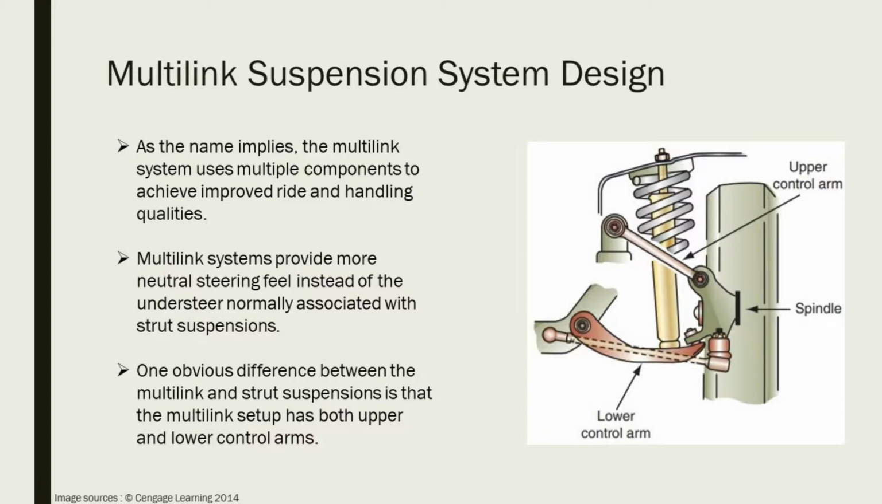Now the second suspension is the multi-link suspension design system. As the name implies, the multi-link system design uses multiple components to achieve improved ride and handling qualities. It also provides more neutral steering feel instead of the understeer normally associated with the strut suspension. And one obvious difference between the multi-link and strut suspension is that the multi-link setup has both upper and lower control arms. Also, a multi-link arrangement uses a load-carrying ball joint because the sprung weight passes through the spring and strut to the lower control arm.